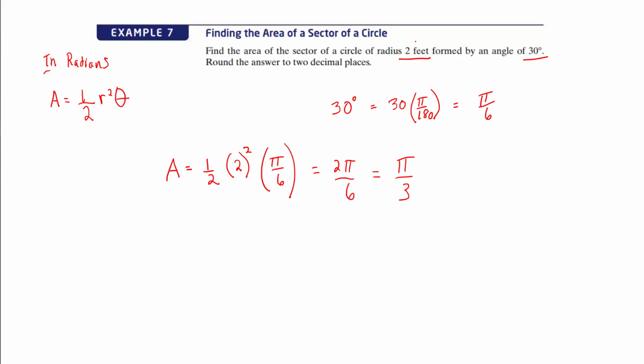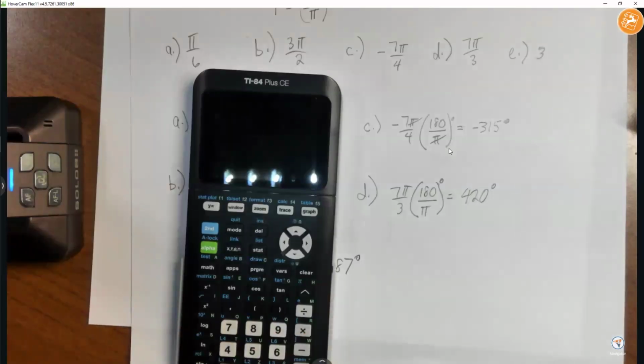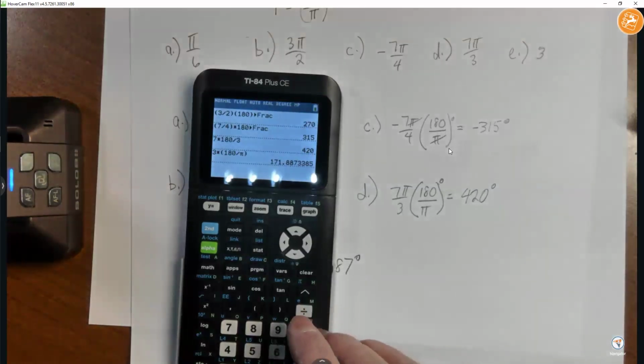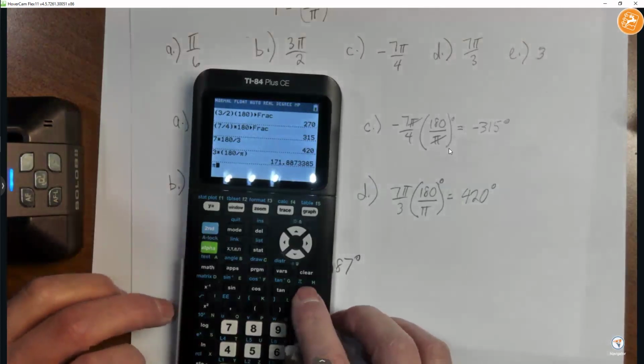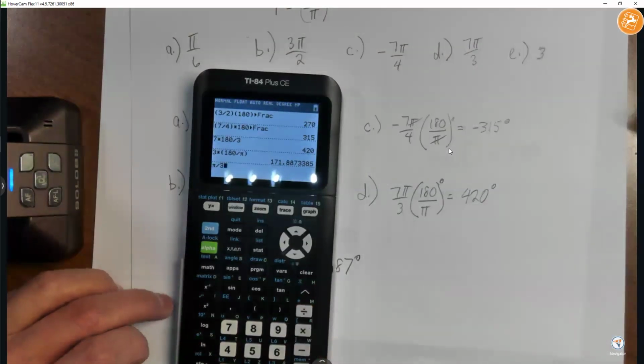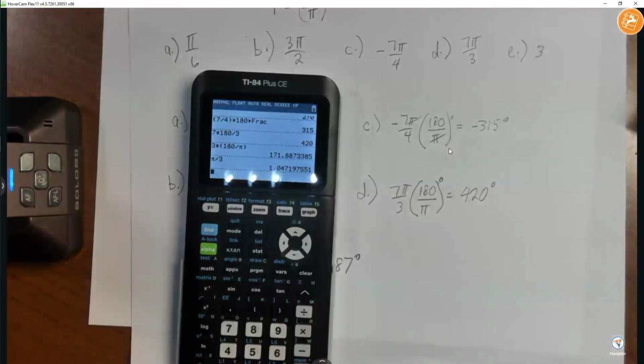The area is pi over 3. Since the circle radius is in feet, this must also be in square feet. You want to see that in terms of decimal. Okay, so that's somewhere around 1.05 square feet.